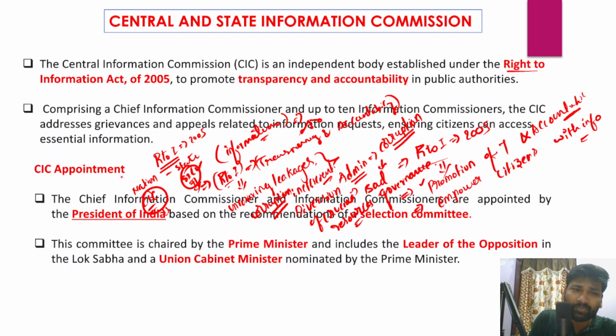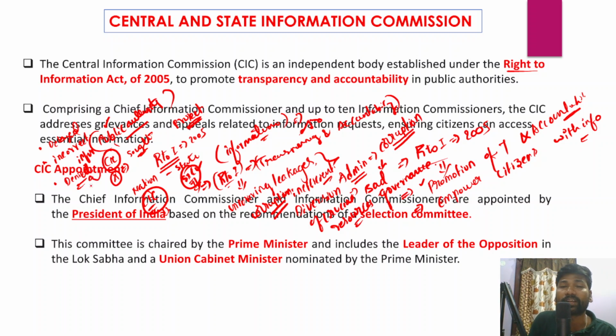For example, when I say grievances, imagine that any individual has sought information from a public authority regarding a project, right? However, this public authority either delayed providing information to the individual, or provided him incorrect information, or even altogether denied giving him the information. So in all those cases, the individual can approach the Central Information Commission. Now, Central Information Commission would look into these grievances and would also resolve all these grievances.